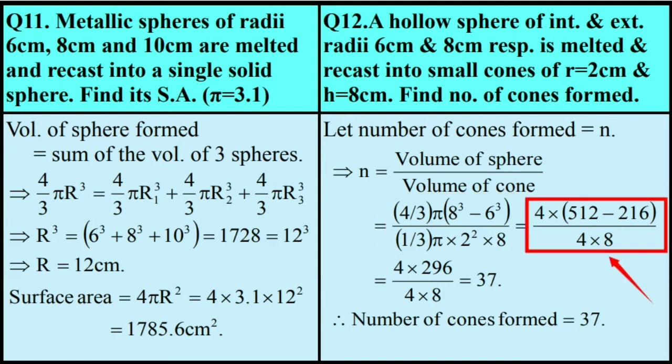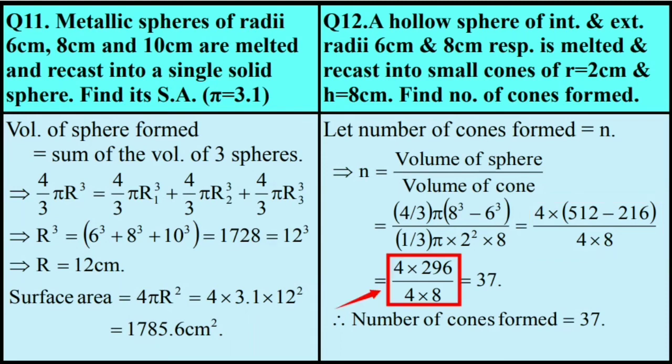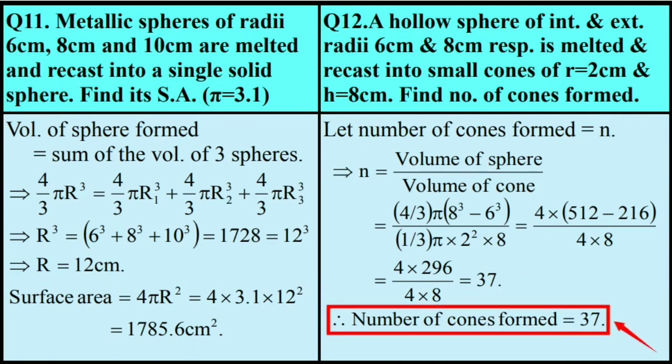The simplified expression is 4 multiplied by 512 minus 216 whole divided by 4 multiplied by 8. The further simplified expression is 4 multiplied by 296 whole divided by 4 multiplied by 8. And the final result is 37. Hence, the number of identical cones formed is 37.